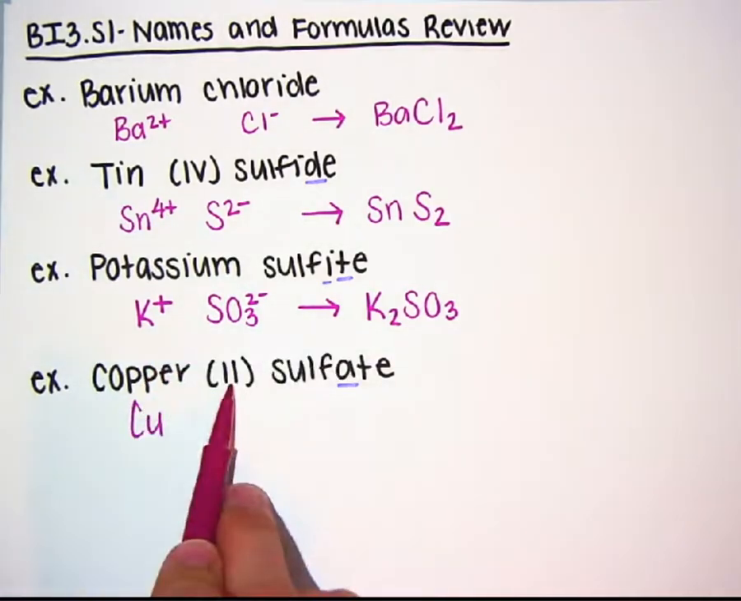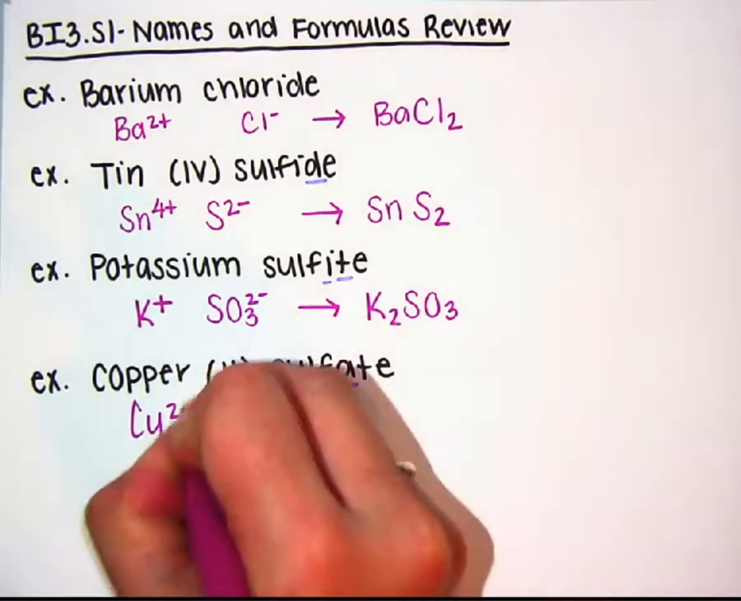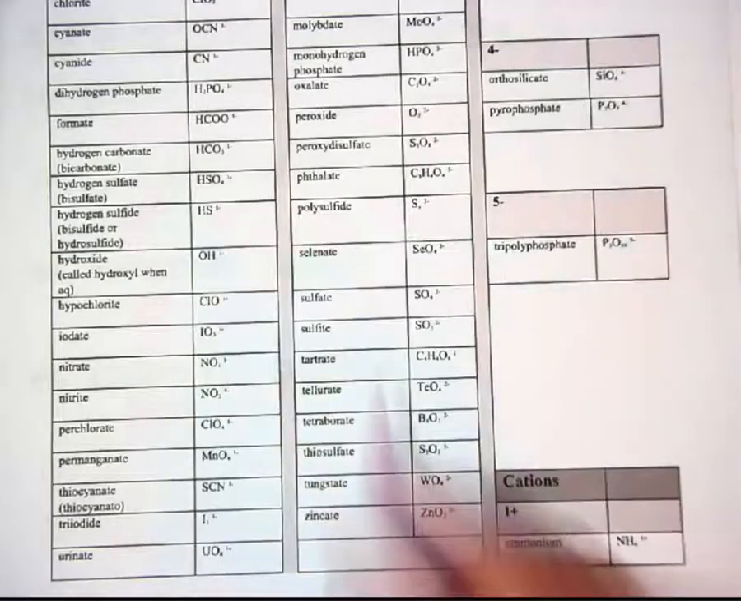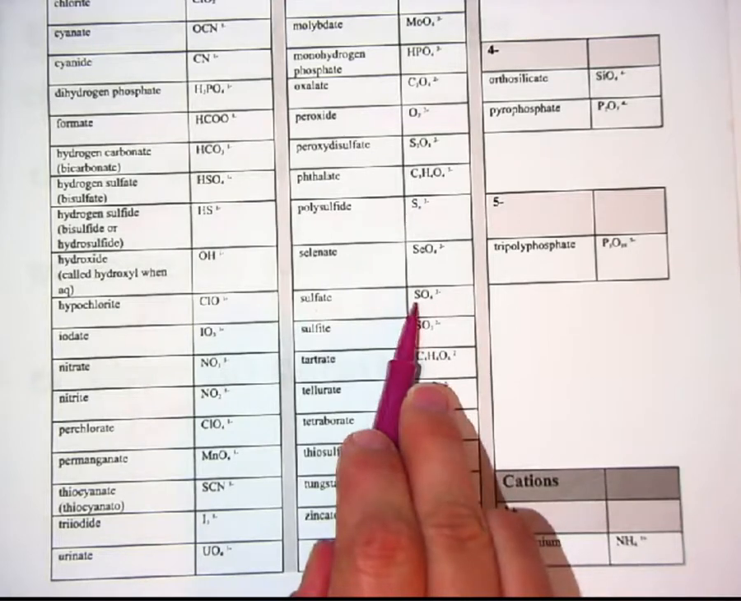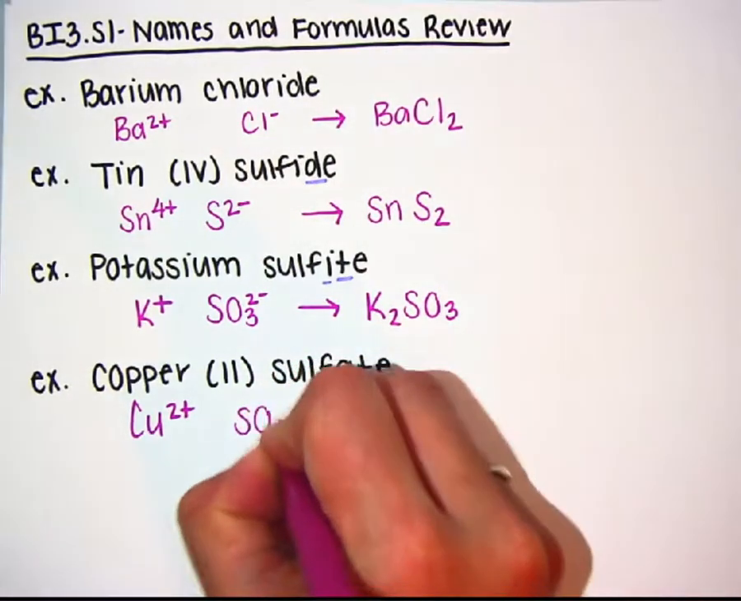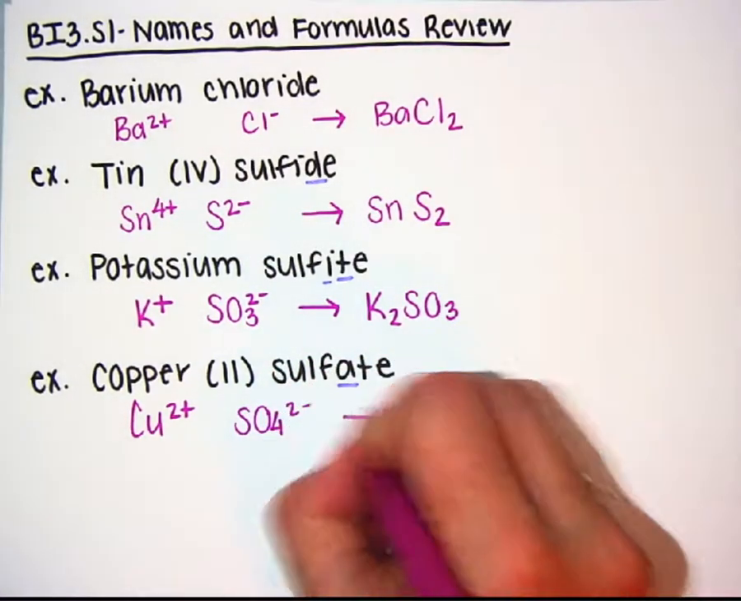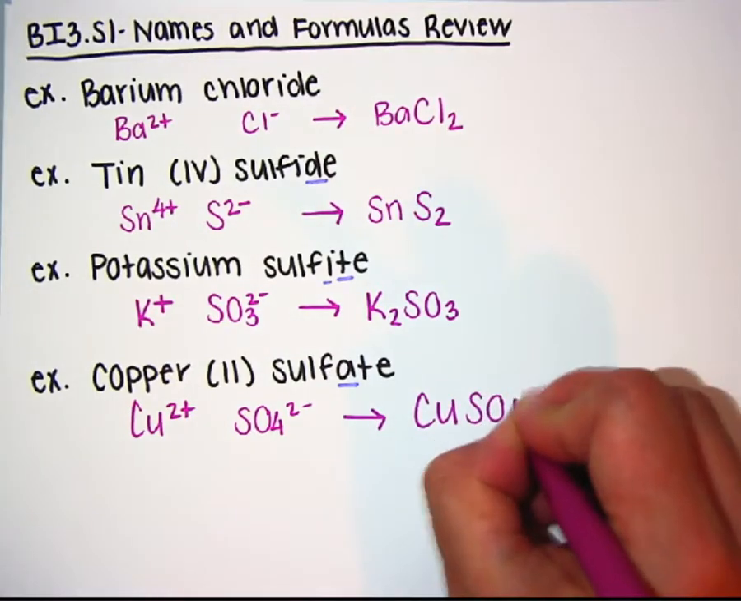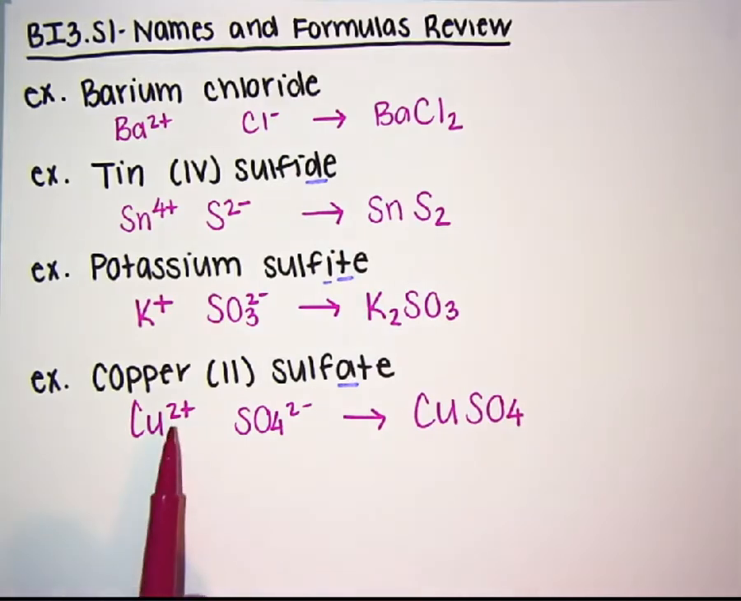Roman numeral indicates the charge. Sulfate with an A is SO4 2-. Cation comes first, anion comes second. +2, -2. Those charges already equal 0, so it's neutral.